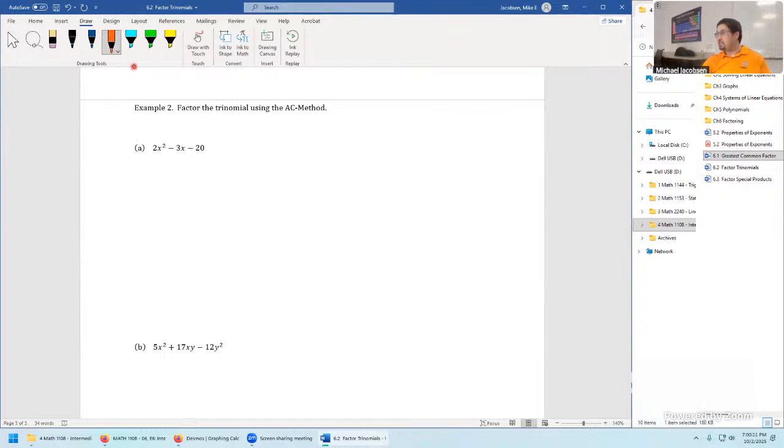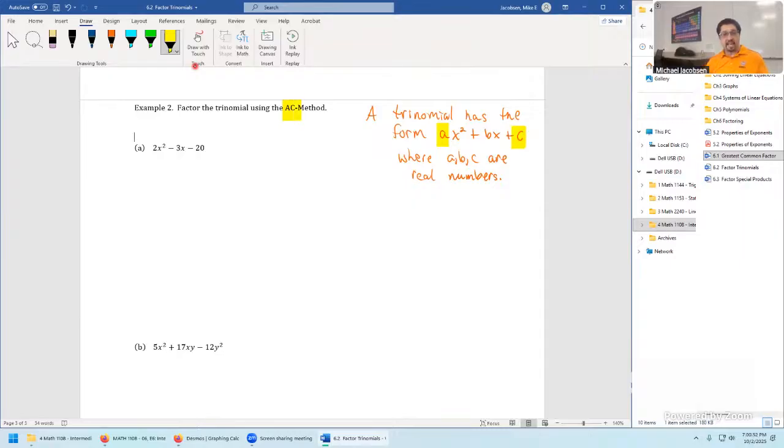What that's referring to is a trinomial has the form ax squared plus bx plus c, where a, b, c are real numbers. We assume that they're not zero, because if a was zero, then you just have two terms potentially, and it's not a trinomial any longer. So it's the a here and the c here that's being referred to when we say the AC method of factoring.